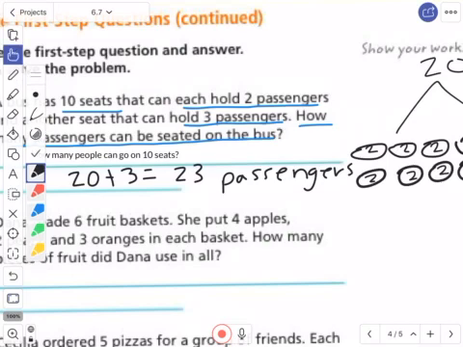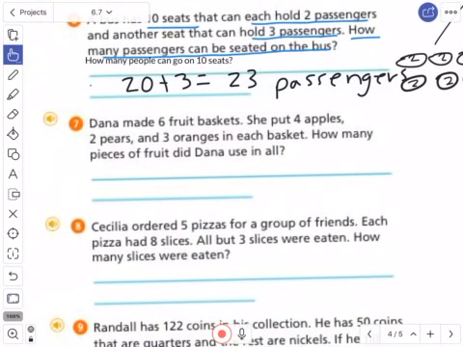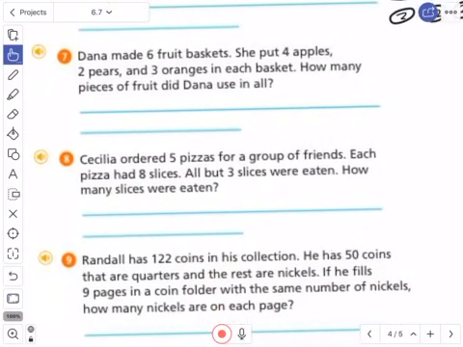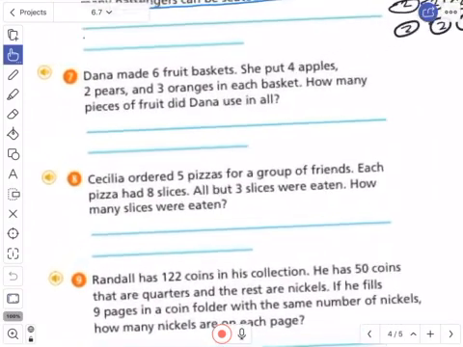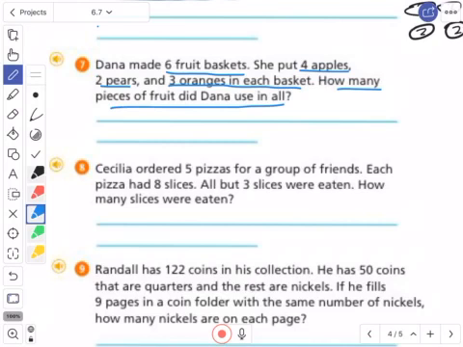Okay, so you can just pause there and work through that problem. And what I'm going to do then is read through these other problems, and then you're going to come back and do the last ones. So, Dana made 6 fruit baskets. She put 4 apples, 2 pears, and 3 oranges in each basket. How many pieces of fruit did she use in all? Ooh, so she made 6 fruit baskets, but then she put 4 apples, 2 pears, and 3 oranges in every single basket. Ooh, okay, I think I've got that one.